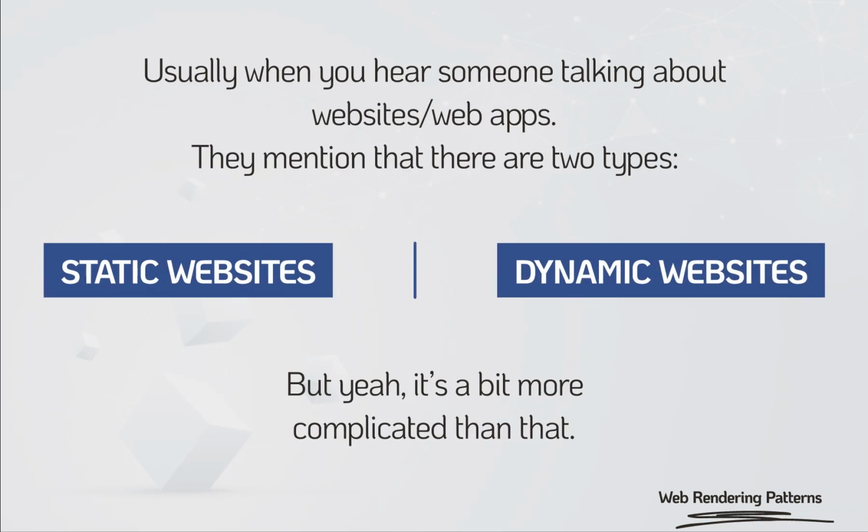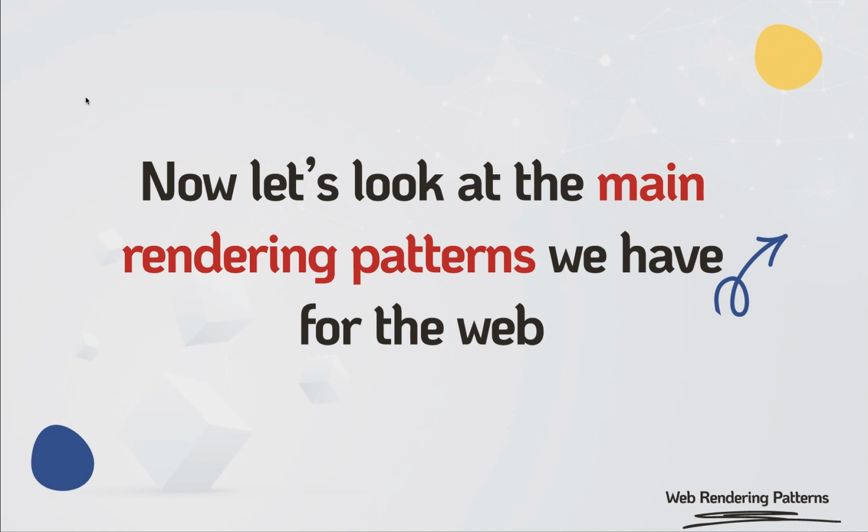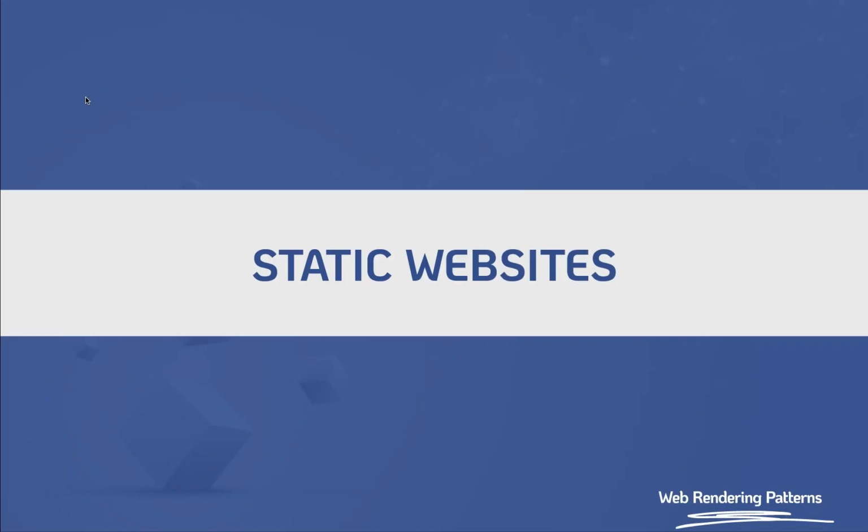Now, usually when you hear someone talking about websites or web apps, they mention that there are two types, which are static websites and dynamic websites. But yeah, it's a bit more complicated than that. Now, let's quickly look at the main rendering patterns we have for the web. Well, first, let's start with static websites.